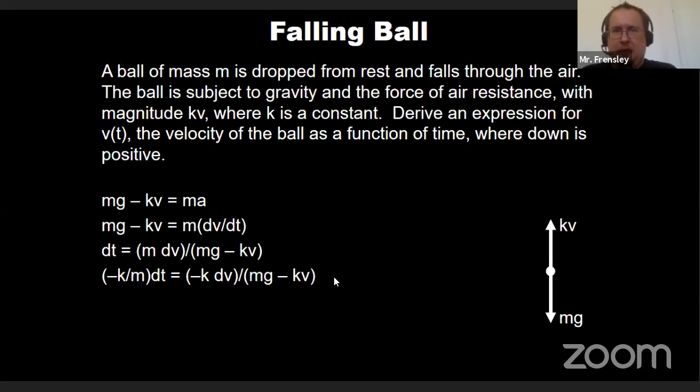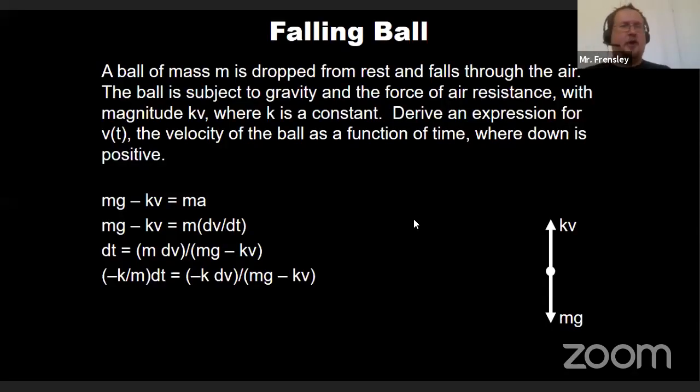If you were doing integration by substitution, then you would let u be mg minus kv, du would be negative k dv, so you would get du in the numerator and u in the denominator. The integral of du is natural log u. So now, whichever step we're on, we're going to integrate both sides.